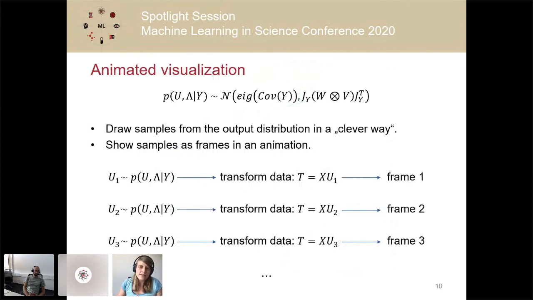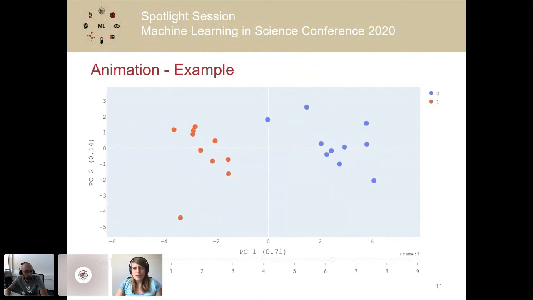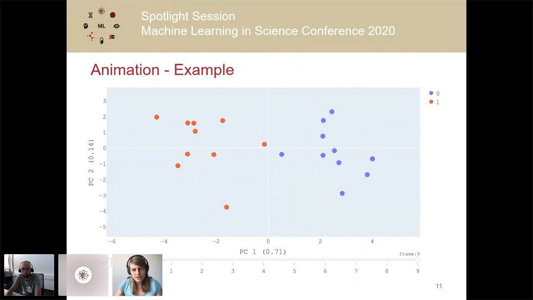So we will draw samples from this distribution in a clever way. And by that, I mean that we try to traverse through this distribution to get an intuition about its behavior. We then take the samples and transform and project the data accordingly. And each of these projections builds then a frame in an animation, which I will show you in the next slide. So as you can see, this animation provides an intuition about the stability of your projection.